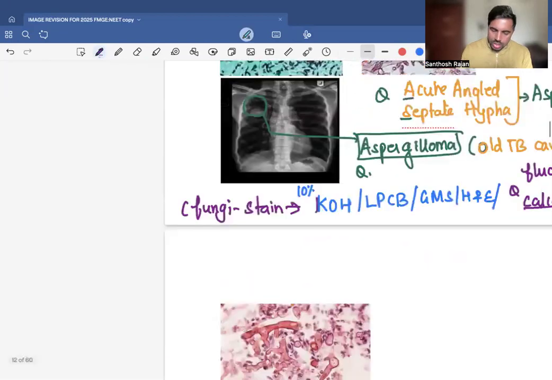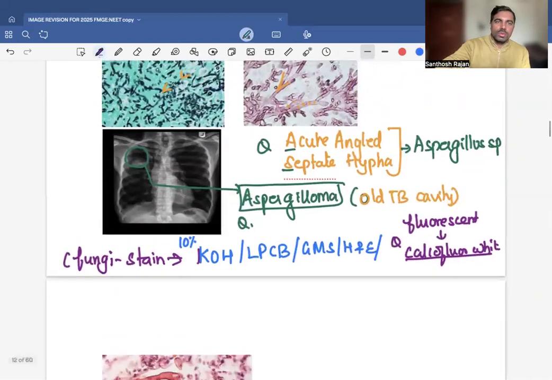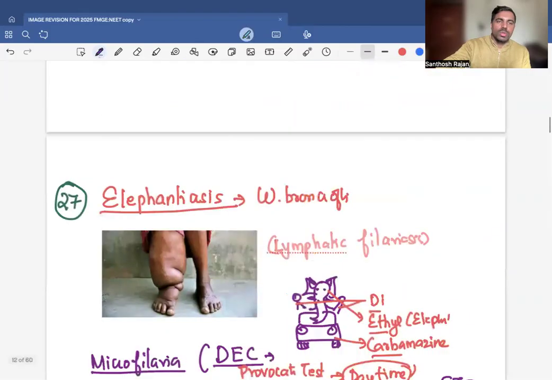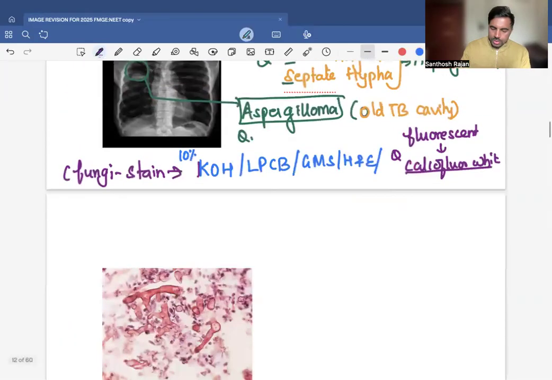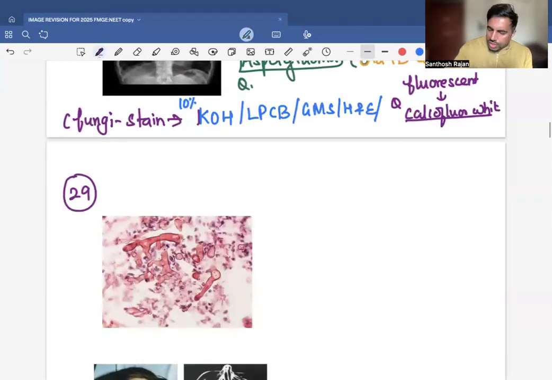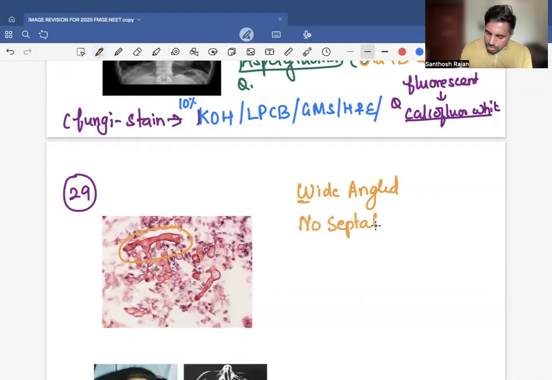Now look at this one. This is the difference I want to show you now. This picture is number 29. I'm going to write a number so it'll be easier later also. Look at this one, shapeless. You see this big one. First of all, it is a wide angle. There is no acute angle, wide angle. Plus, you see there is no septa. So wide angled hyphae with no septae means, see, W and M look very similar, no? So you simply put what? Mucormycosis.